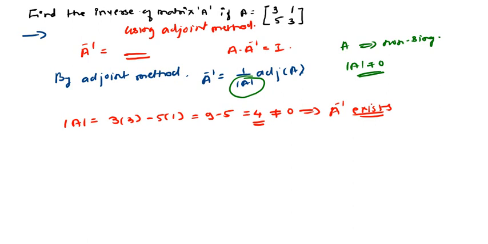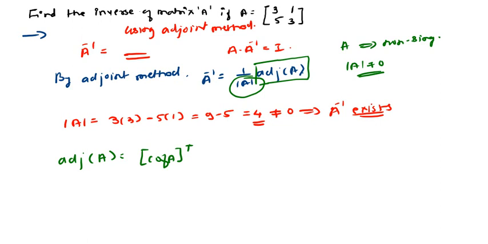Now to use the adjoint method, firstly we need to calculate the adjoint of matrix A. Now we know the adjoint of A is nothing but the transpose of the cofactor matrix. To find the adjoint matrix of A, we need to find the cofactor matrix first and then take its transpose. So firstly we will try and calculate the cofactor matrix of A.